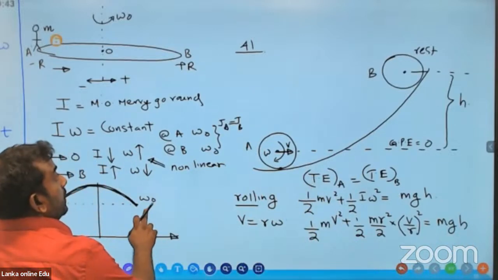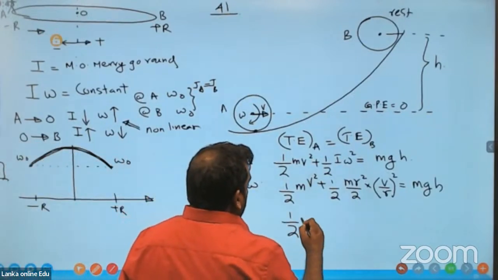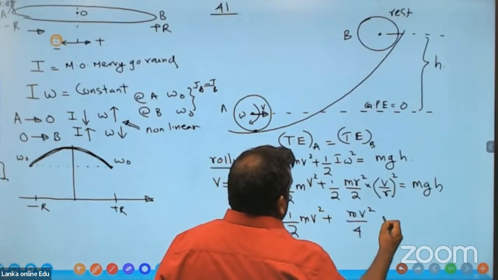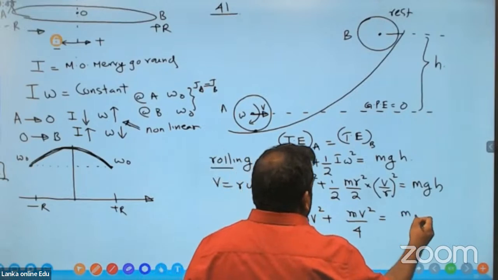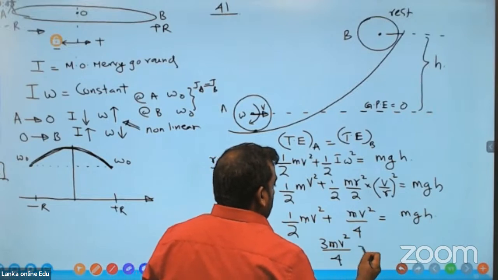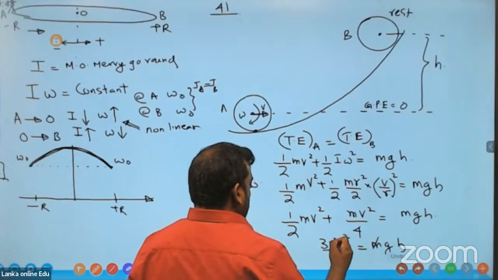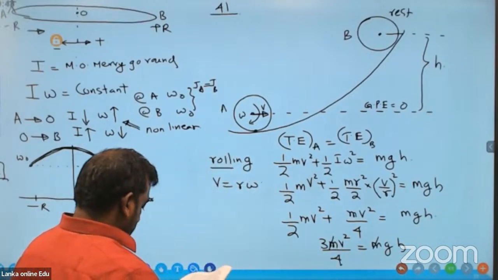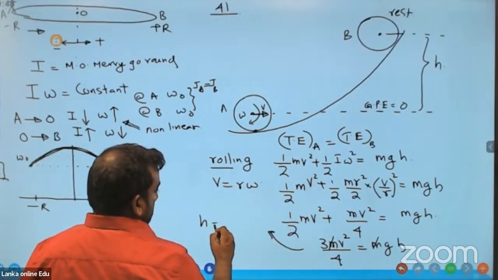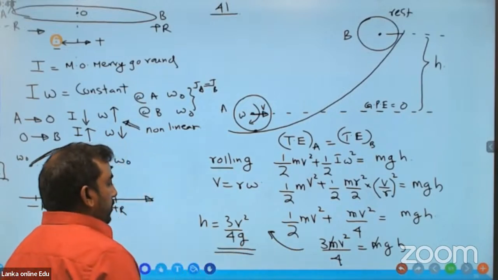So if you simplify this carefully, half mv squared plus mv squared over 4 equals mgh. Half and quarter, 3/4, mgh. The m's cancel off. So what is your h? h is 3v squared over 4g. Do you have an answer like that?